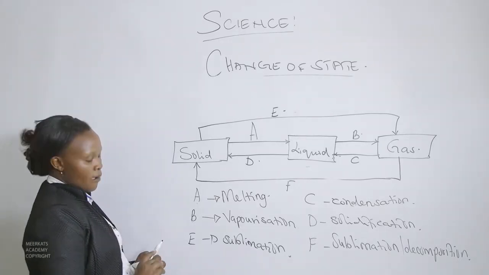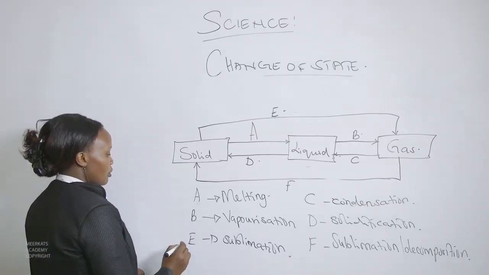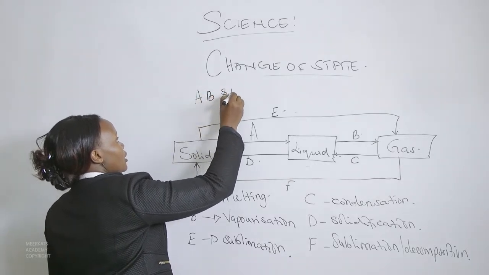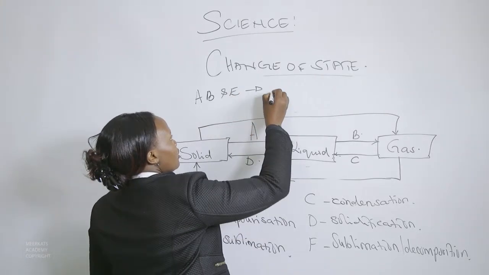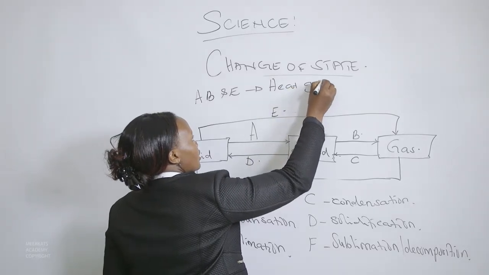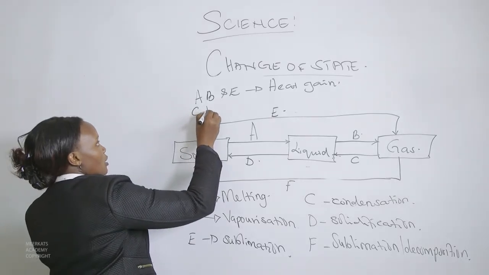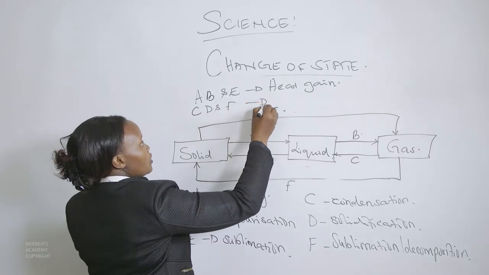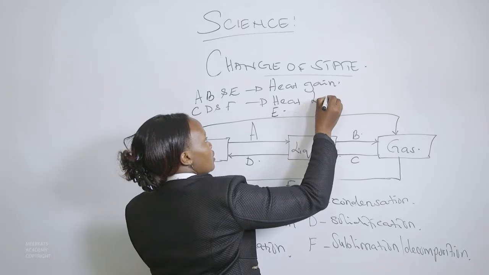Now, looking at our diagram, processes A, B, and E involve heat gain, while process C, D, and F involve heat loss.